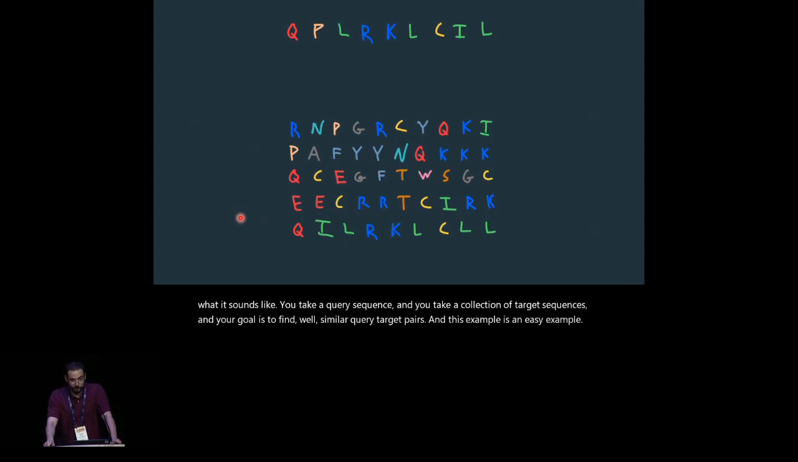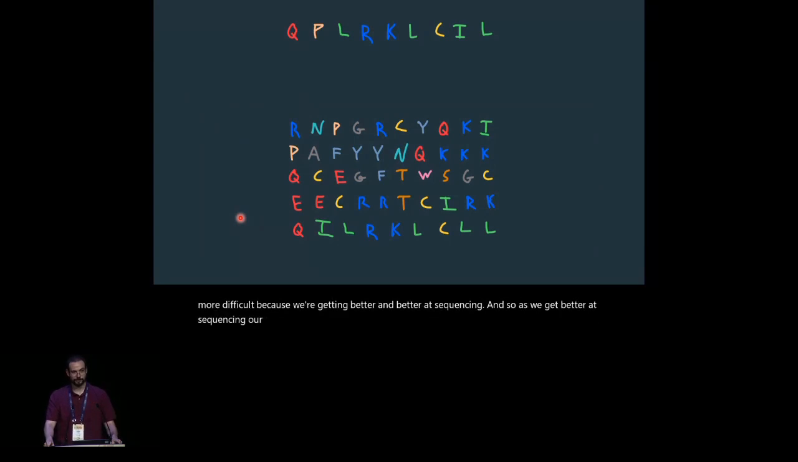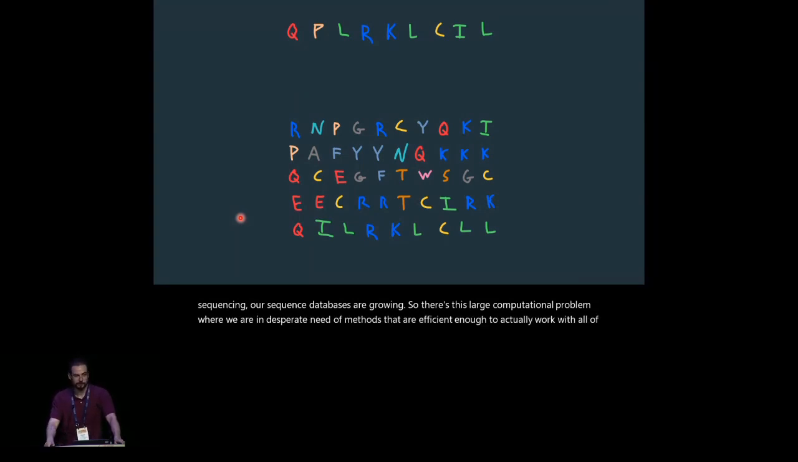Sequence similarity search is a problem that is getting more and more difficult, because we're getting better and better at sequencing. And so as we get better at sequencing, our sequence databases are growing. So there's this large computational problem where we are in desperate need of methods that are efficient enough to actually work with all of the data we have at our disposal.